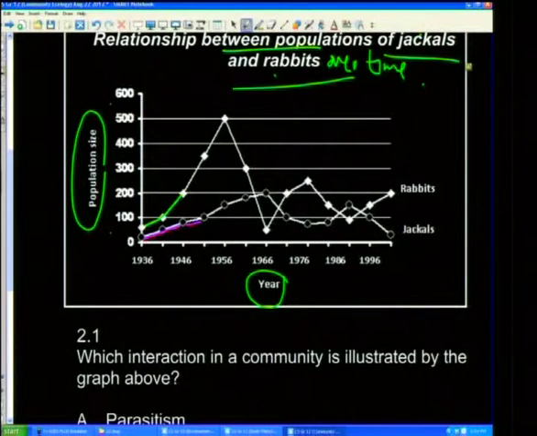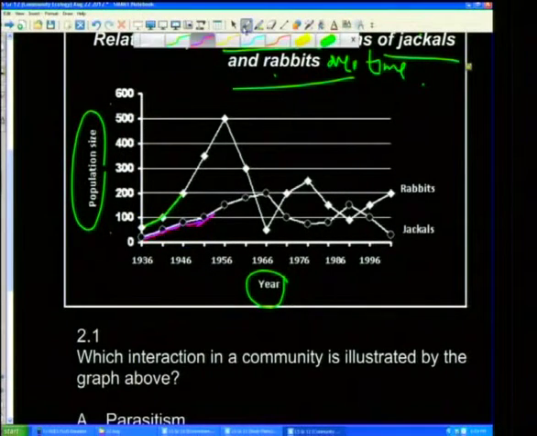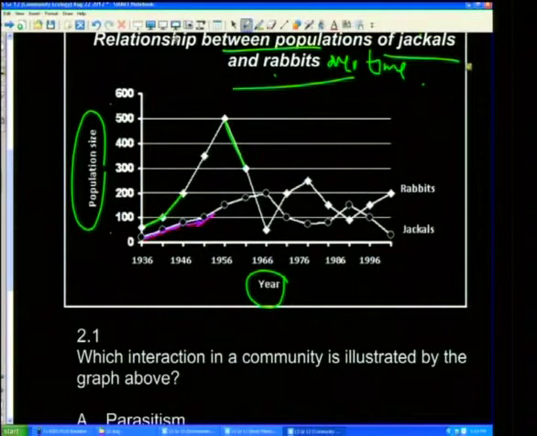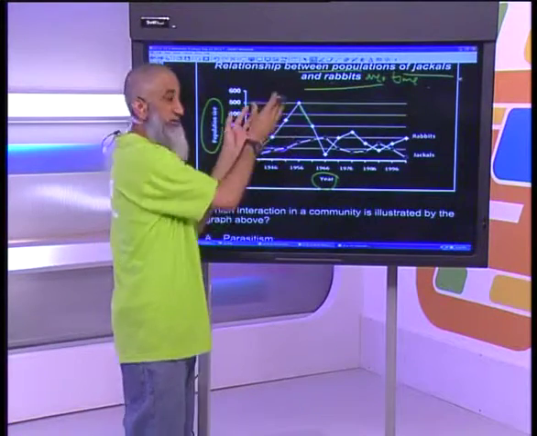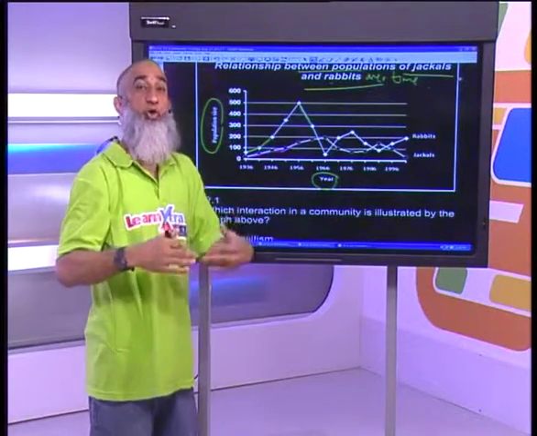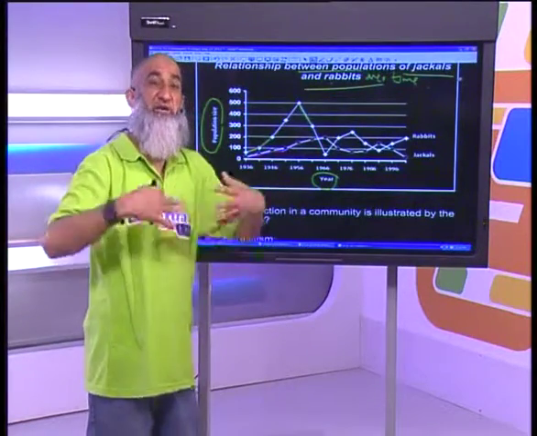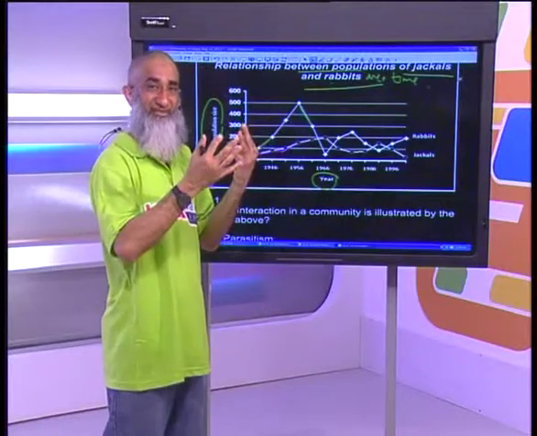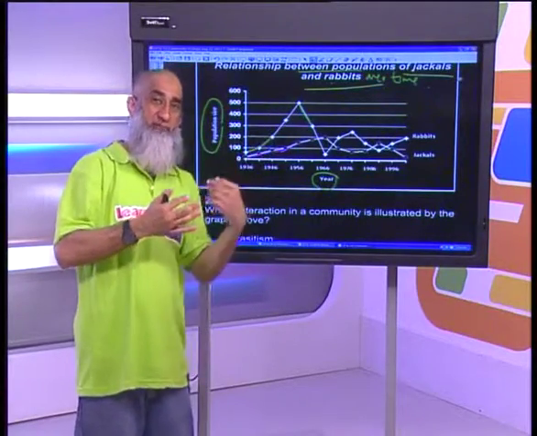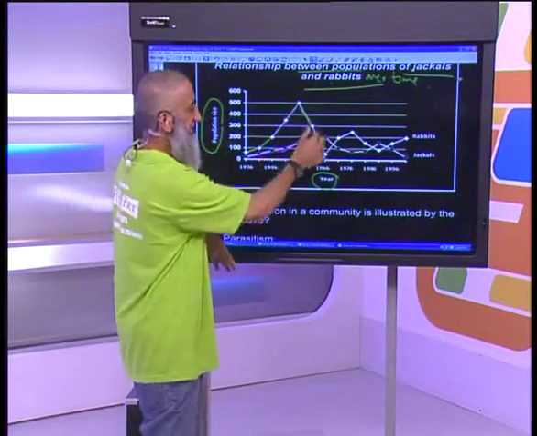It starts increasing. The minute this one starts increasing, what happens to this one? It starts decreasing. Starts coming down. Why? Because the predators are getting more and they're going to eat more of the prey. So this is called predation pressure. The predation pressure increases and therefore they eat more of the prey and therefore the prey population starts decreasing.